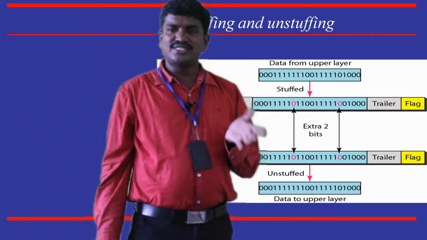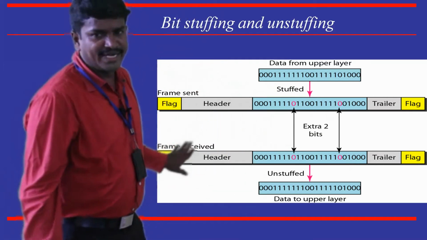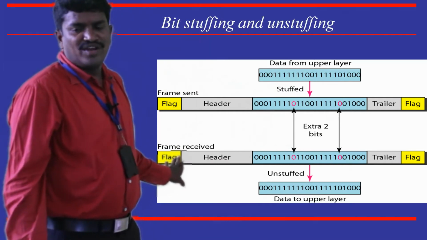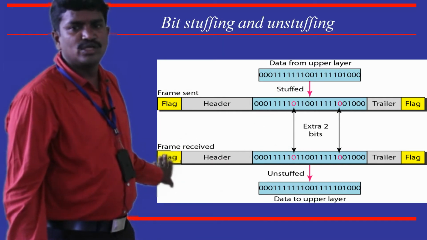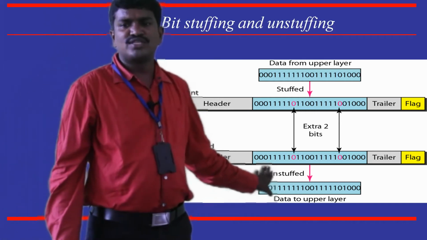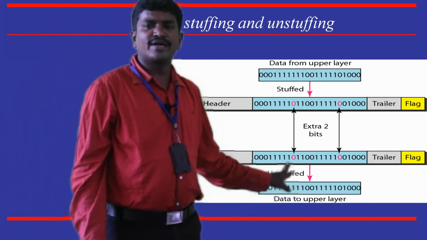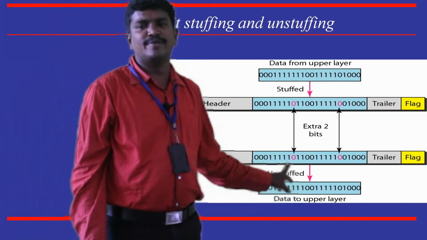Now, how is this added content removed to get back your original data? At the receiver side, when a frame is received, we get the flag, which is the beginning of the frame, then the header information, and we start reading the data. When reading the data, whenever it comes across 5 ones, it will remove the next bit.